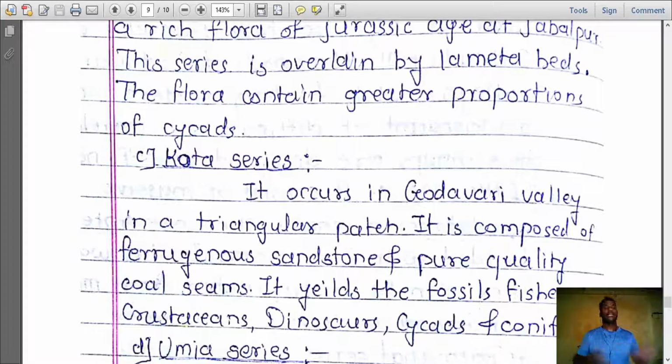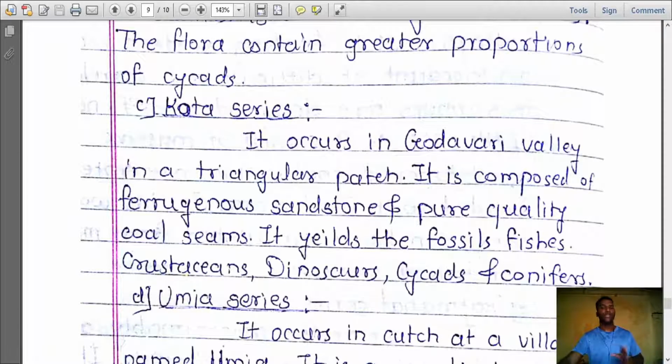Then Kotta series, it occurs in Godavari Valley in a triangular patch. It is composed of ferruginous sandstone and pure quality coal seam. It yields the fossil fishes, Cretaceous dinosaurs, cycads, crustaceans and conifer.